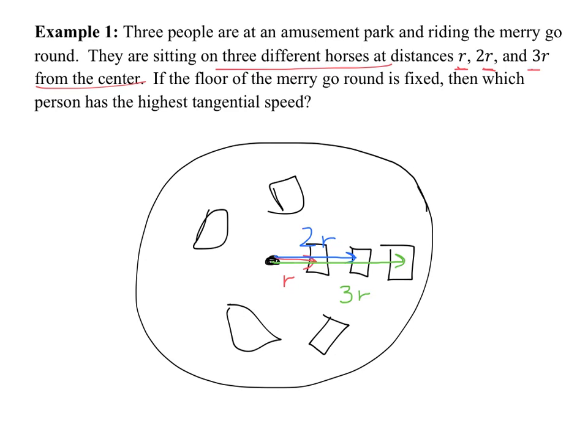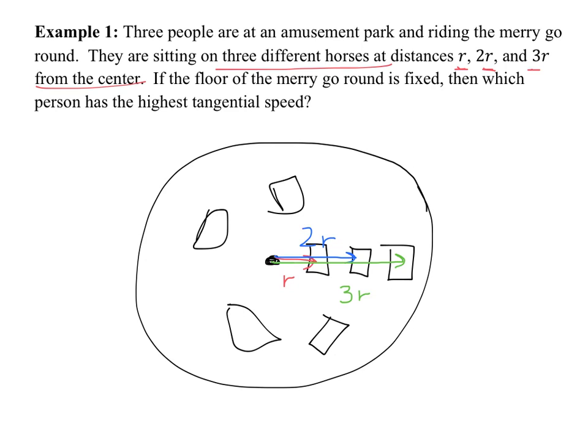So if I were the person on this merry-go-round and I'm on the inner horse, okay, here's the inner horse, here's the next horse, here's the third horse. They're going to move like this around the circle. They're going to move in tandem. Okay, they're moving together. This one's not moving faster. They're not moving at different velocities. So if the floor is fixed, then which person has the highest tangential speed?